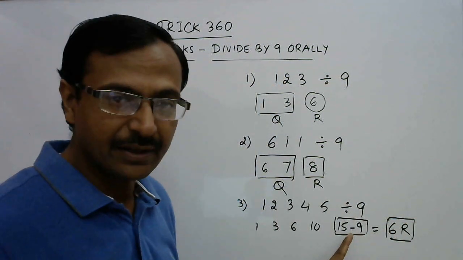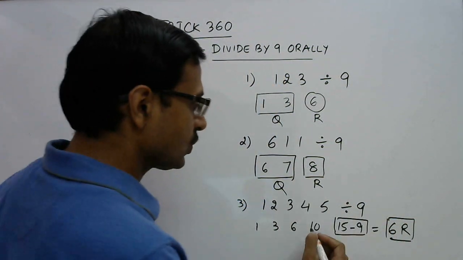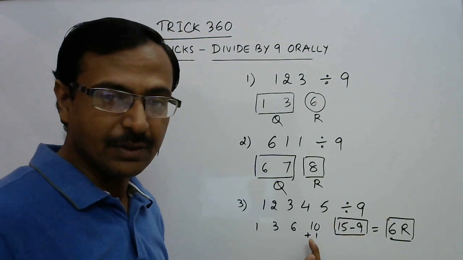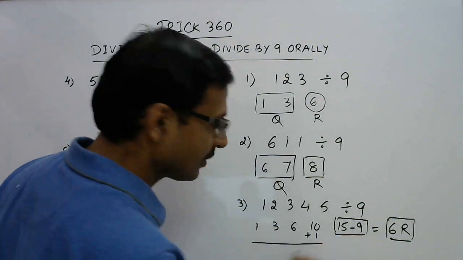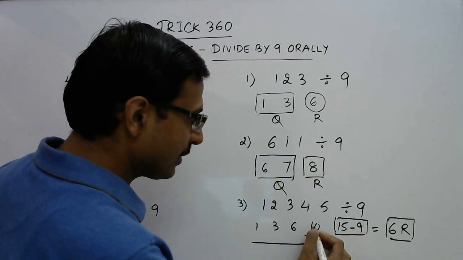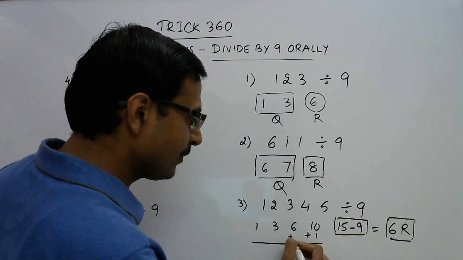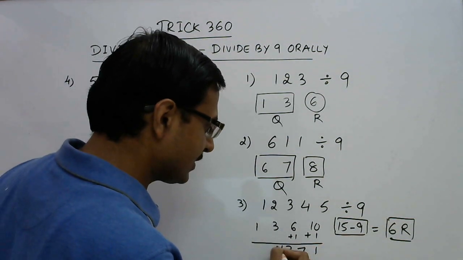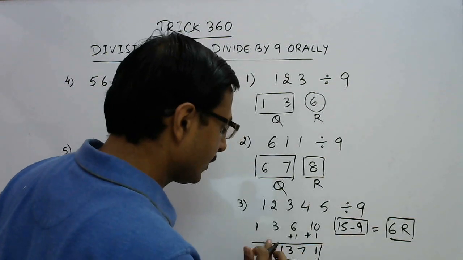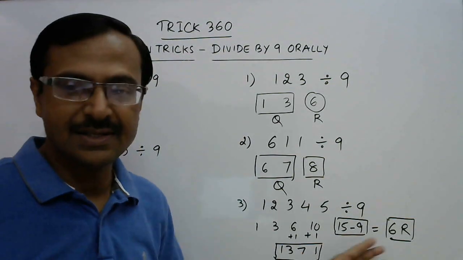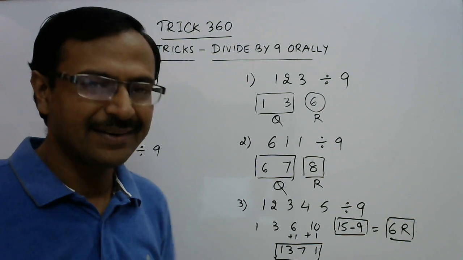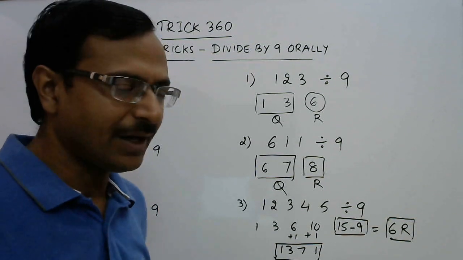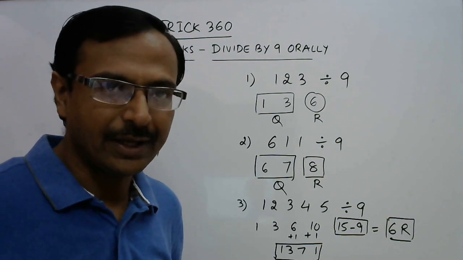And since we have subtracted one multiple of 9, we have to add 1 to the next number. So our answer for the quotient will be 10 plus 1, 11. So 1 carry. This is 7, this is 3, and this is 1. So 1731 is the quotient and 6 is the remainder. Slightly difficult, but with practice of 10 to 15 minutes, I am sure you will get it within no time.